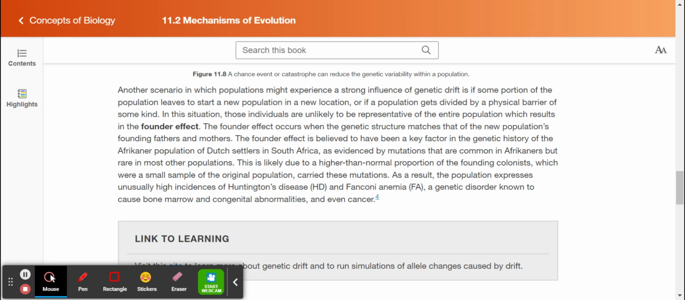The founder effect is believed to have been a key factor in the genetic history of the Afrikaner population of Dutch settlers in South Africa, as evidenced by mutations that are common in Afrikaners but rare in most other populations. This is likely due to a higher than normal proportion of the founding colonists, which were a small sample of the original population, carrying these mutations. As a result, the population expresses unusually high incidences of Huntington's disease and Fanconi anemia, a genetic disorder known to cause bone marrow and congenital abnormalities, and even cancer.